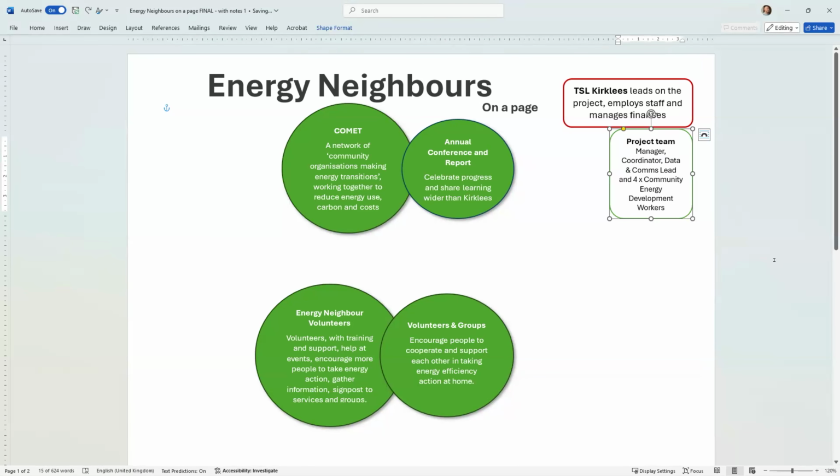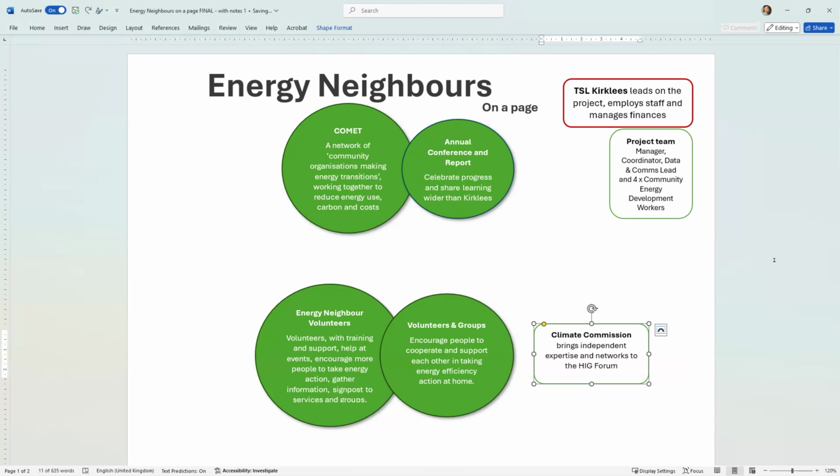So there'll be a project team, there'll be 7 staff, and we're currently recruiting for a project manager, a data manager and a coordinator. So the 3 posts that hold it together. And then in the 4 communities with the highest level of fuel poverty in Kirklees, in Batley, Heckmondwike, Dewsbury and Huddersfield, there'll be a community energy development worker to work with those communities.